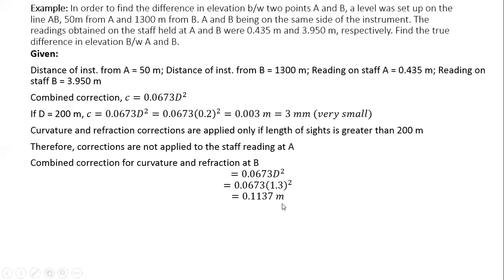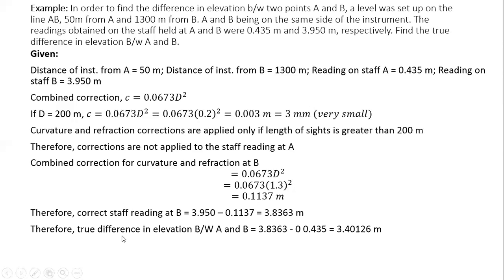Okay. Now I know that the combined correction is always subtractive in nature. So the correct staff reading at B is equal to the observed staff reading at B minus the combined correction. So this is always subtracted here. So we will get the value as 3.8363 meter. That is the correct staff reading at B after applying the correction for curvature and refraction.